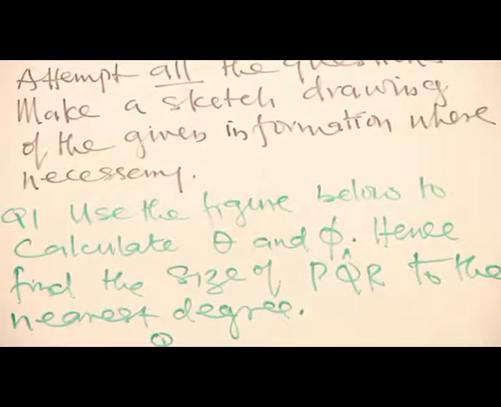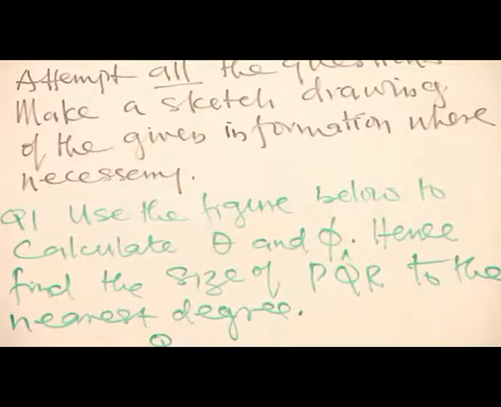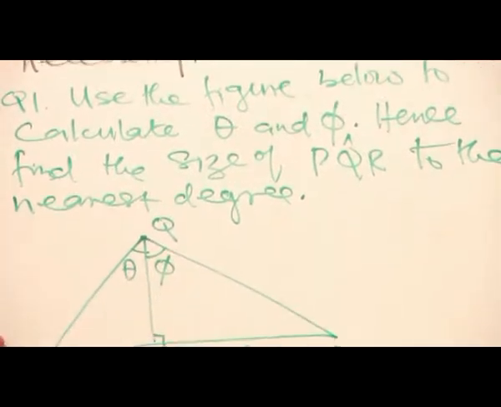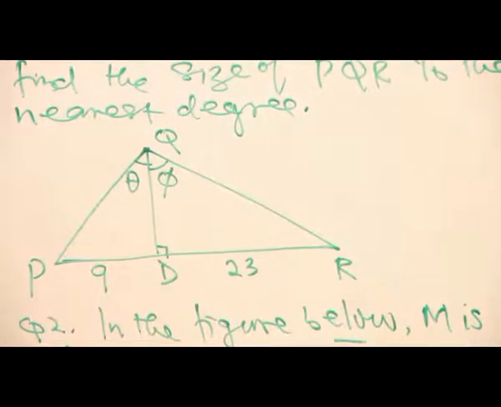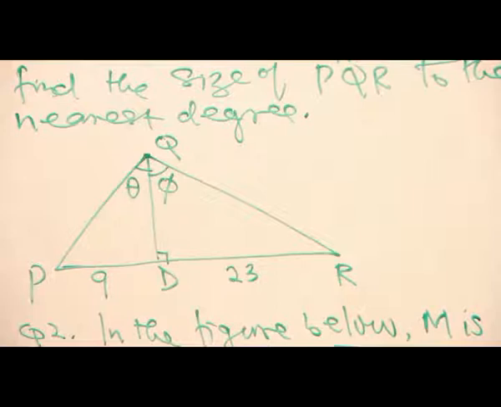Hence, find the size of PQR, that's angle PQR, to the nearest degree. And that is the diagram representing the information from where you will find the value of theta and phi.